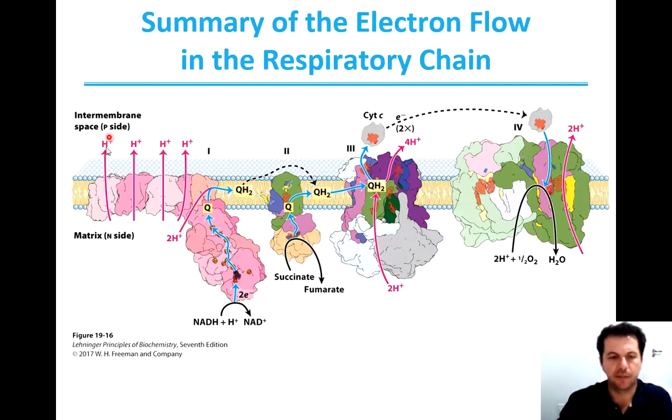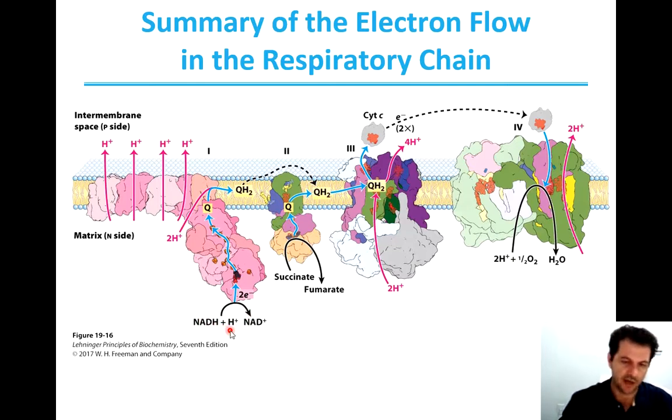The most important message here is that complex 1 and complex 3 are good pumpers. They are pumping protons from the matrix to the intermembrane space, you see? So 2 protons by complex 4, 4 protons by complex 3, and 4 protons by complex 1. Of course, it depends on the amount of substrate that is being consumed.